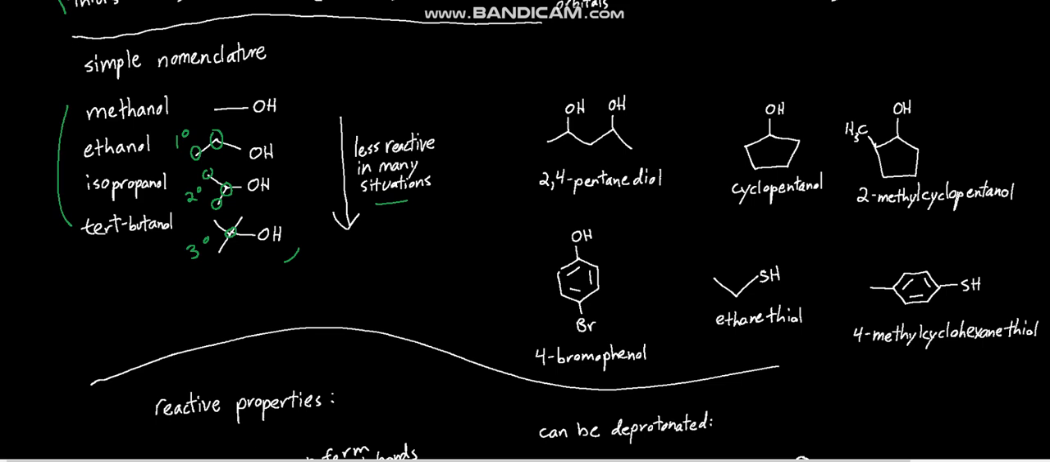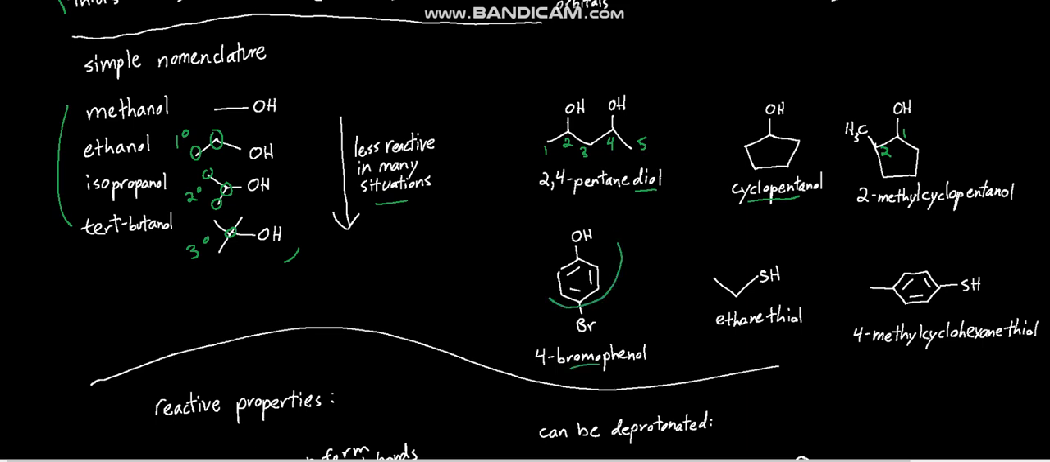Some more simple nomenclature here on the right. If you have 2 alcohols, it's a diol. If you had 3, it would be a triol, and so forth. So this is 1, 2, 3, 4, 5. It's a pentane. It's 2,4-pentane diol. Here we have cyclopentanol. That's easy. Here we have 2-methylcyclopentanol. Note the numbering. Chemists don't have left to right directions always. We have things floating in space. So that's 2-methylcyclopentanol.